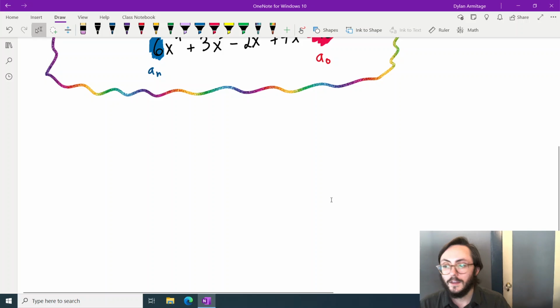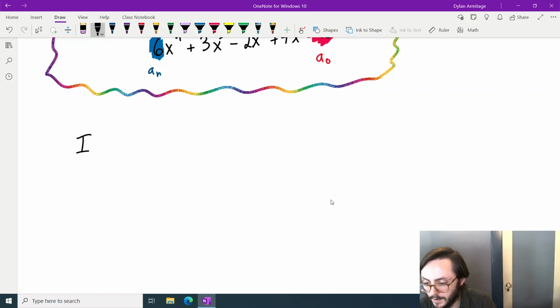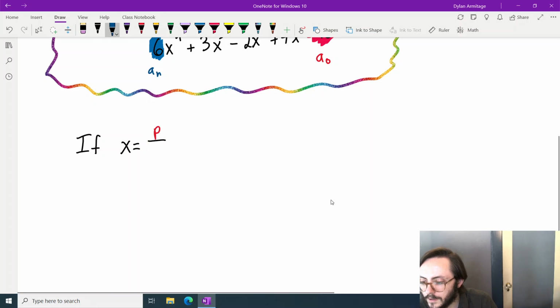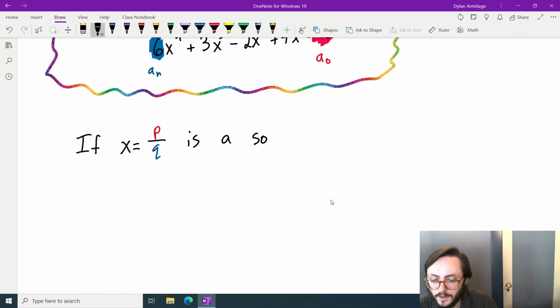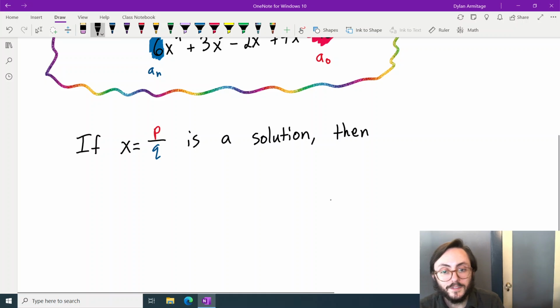Okay, if we do have a solution, so if x equals p over q is a solution, well, what does that mean? That means if we plug this in as a solution, it should equal 0.